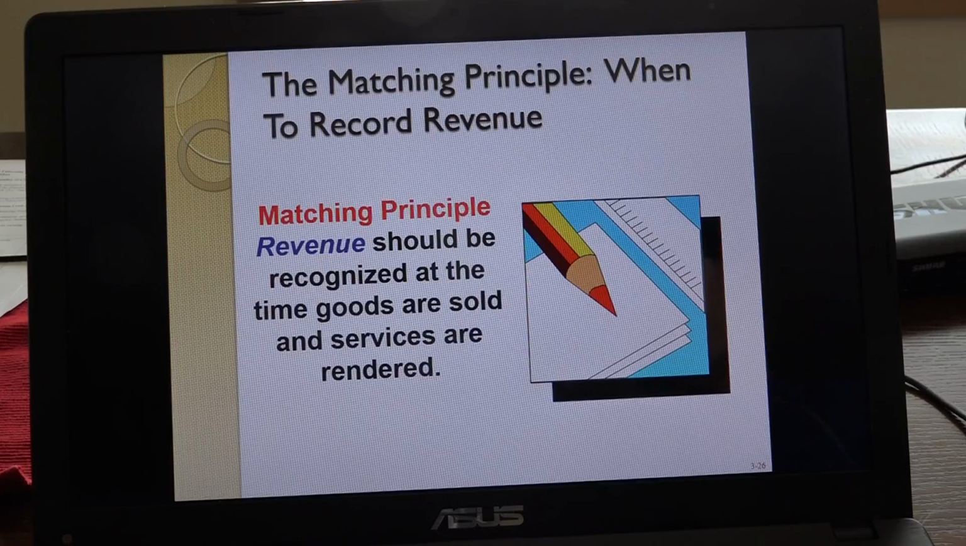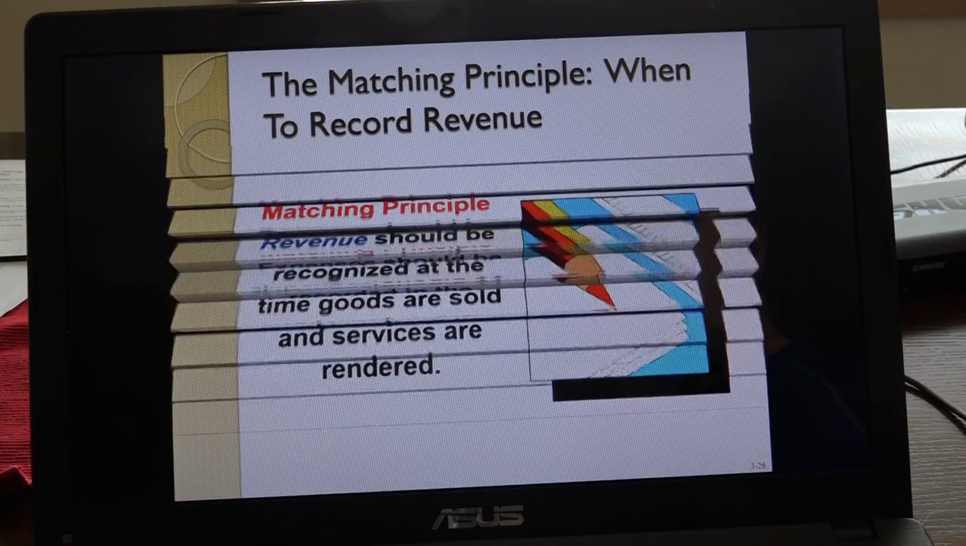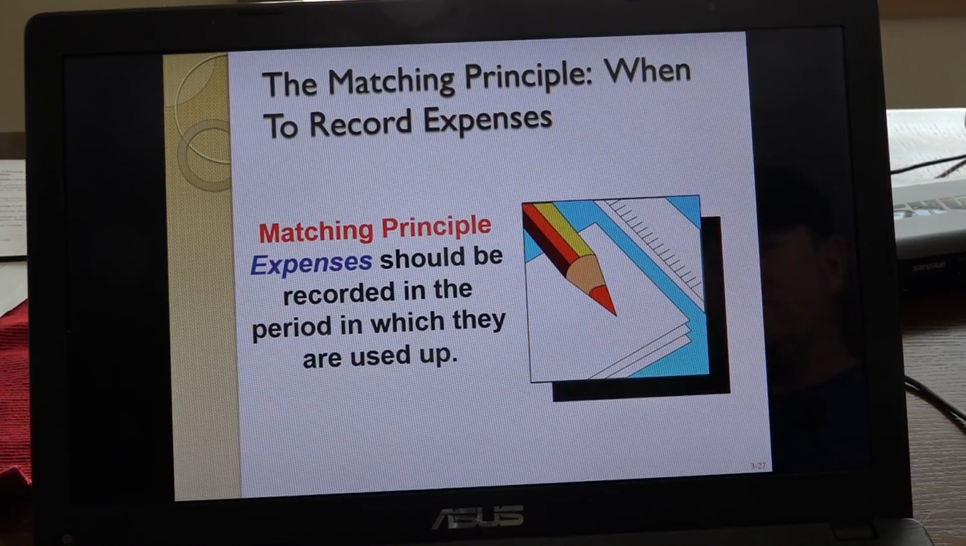And so this idea of the matching principle for revenues says that revenues should be recognized at the time goods are sold or services are rendered. And of course, the matching principle says that you've got to match your expenses in the period in which they are used up as well. That could be a totally different year than when the expense is actually paid.